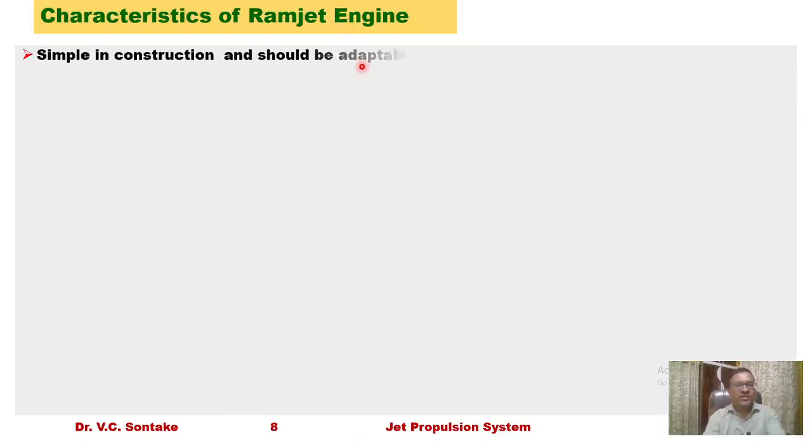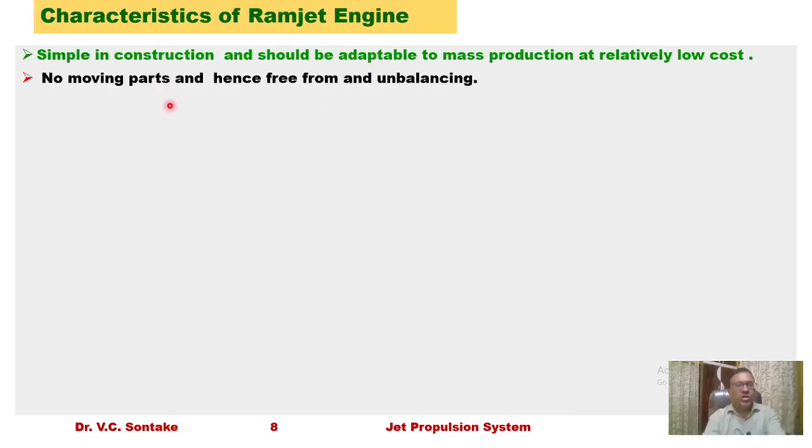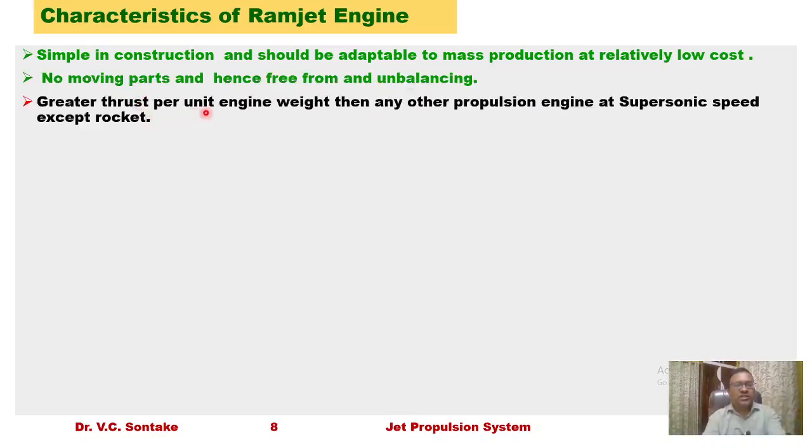Characteristics of ramjet engine. The ramjet engine is simple in construction and adaptable to mass production at relatively low cost. It has no moving parts and hence is free from vibration and unbalancing forces. It has greater thrust per unit engine weight than any other propulsion engine at supersonic speed except the rocket. Thrust to weight ratio is very high as compared to the other types of jet engines.